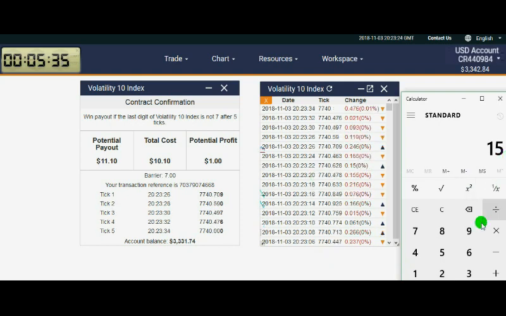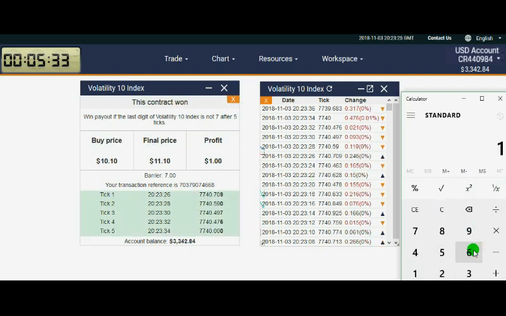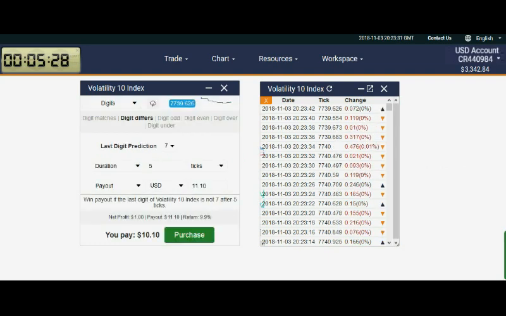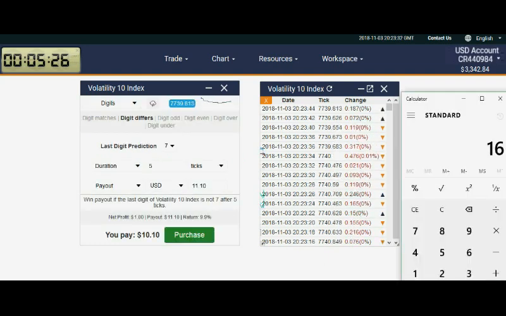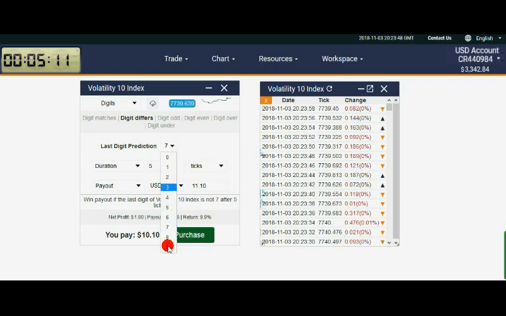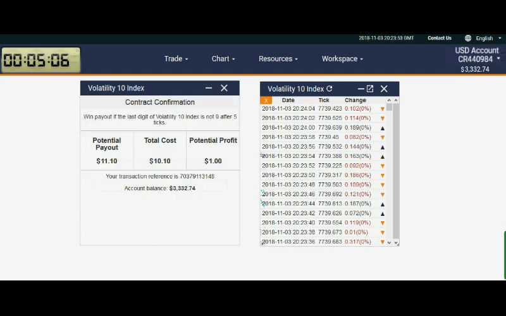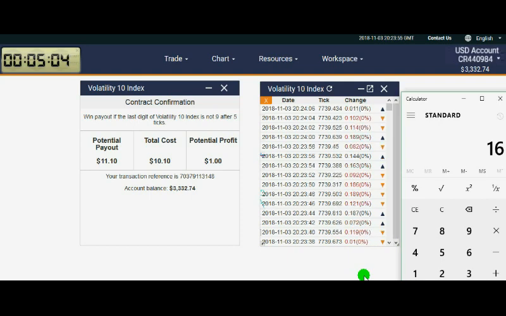As you can see, we won our 15th trade, so we're going to place our 16th trade. We've made 15 USD just in about 15 minutes. So do not repeat numbers. So we are going to go for 9. Okay, that's 9. That's our 16th trade.